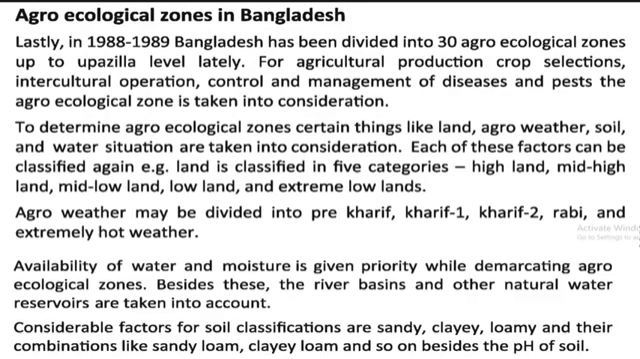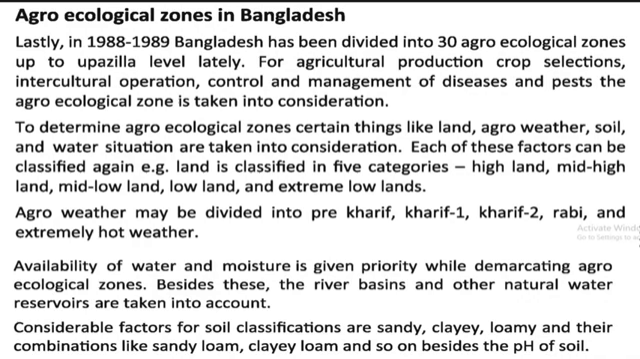Agroecological zones in Bangladesh. In 1988 and 1989, the Bangladesh Agriculture Institute divided Bangladesh into 30 agroecological zones, up to the Upazila level, and later refined them.